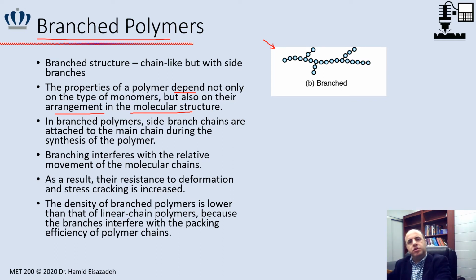And actually, branches increase entanglement among the molecules, which makes the polymer stronger in a solid state. They become more viscous at a given temperature in a plastic or liquid state. And the last point here is that the density of branch polymer is lower than that of linear chain polymer. This is because the branches interfere with the packing efficiency of the polymer chain.